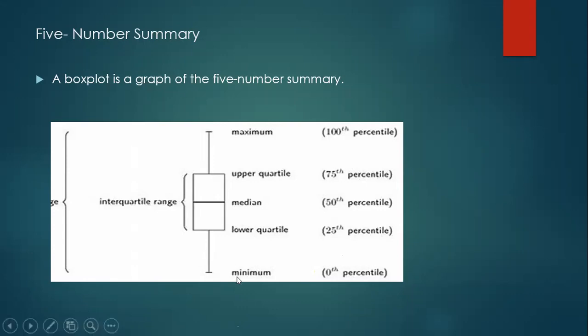So as you can see, the minimum is normally in the 0th percentile. The lower quartile is in the 25th percentile. The median is the 50th percentile. Remember that it divides your data set into two. Upper quartile is normally in the 75th percentile, and then the maximum is normally in the 100th percentile. Remember that we normally use a 5-number summary when we have outliers. So when we know for sure that the data is going to be skewed.